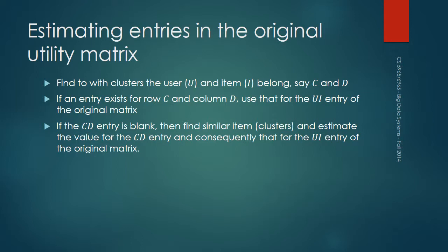When you're finding the C, D entry, why don't we just use the dense matrix? It is the dense matrix. There are two cases, and this is just expanded out. If entries C and D exist, that's it. That's your value. C and D are the clusters to which the user and the item belong. So in the smaller dense utility matrix that you generated after clustering, if an entry corresponding to C and D exists, then you're done. That's the same entry that you decide to use for U and I in the original matrix.